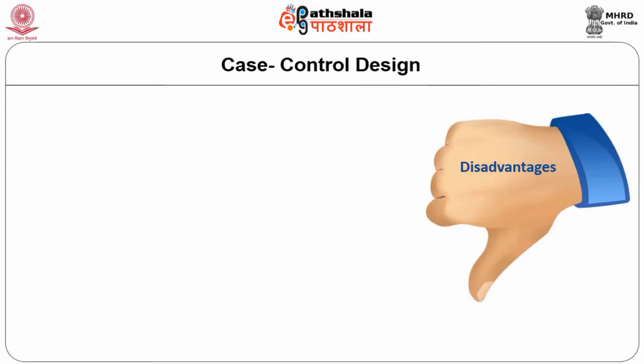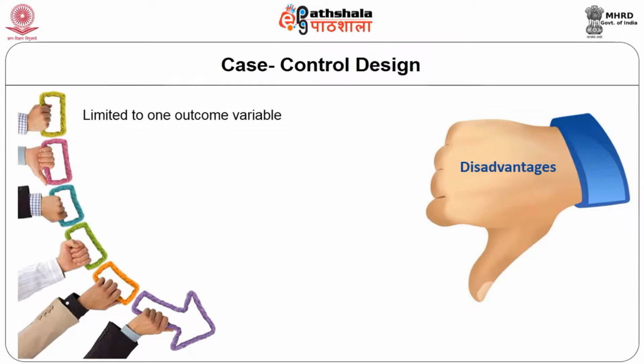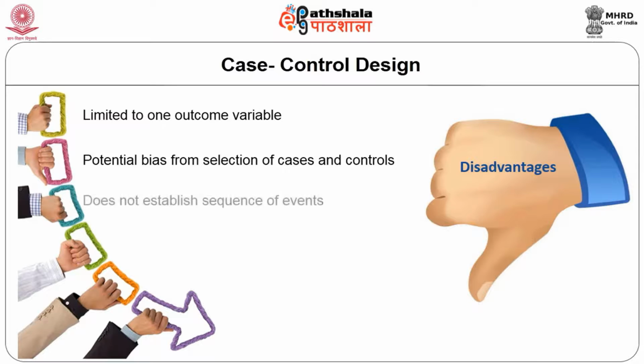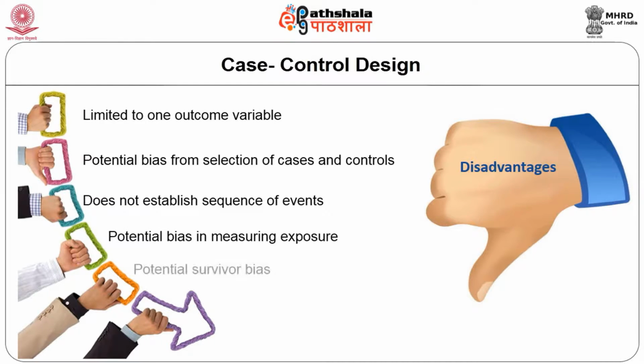So, what are the disadvantages? Limited to one outcome variable. There is potential bias from selection of cases and controls, it does not establish sequences of events, there is potential survivor bias, and it also does not yield absolute risk estimates. Therefore, case control studies are useful to assess the cause and effect of the past history of the subjects.